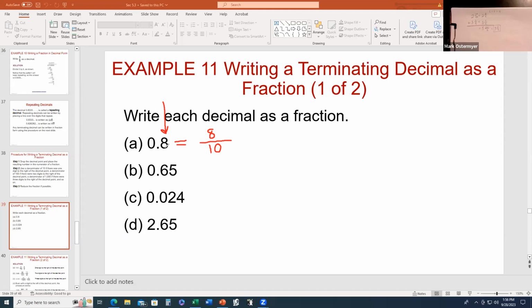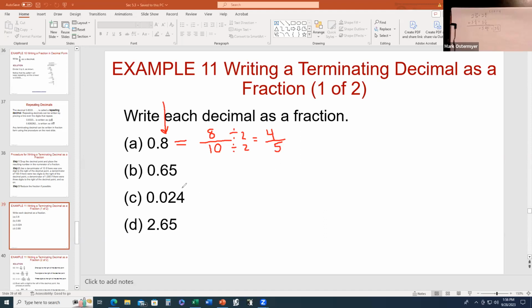Now listen to what you just said. 8 tenths. Isn't 8 tenths 8/10? That's what it means to say 8 tenths. That's why we write it as 8/10, because that's how we read the decimal. Now this can be reduced, right? 8/10. And can this be reduced? Well, yeah. By what? We can take this down by 2. Take it all the way down to 4/5. Do you agree? 4/5 is equivalent to 8/10.